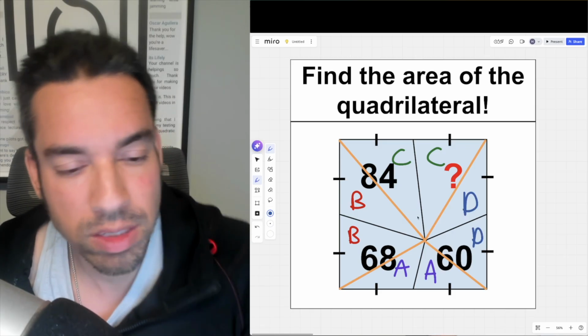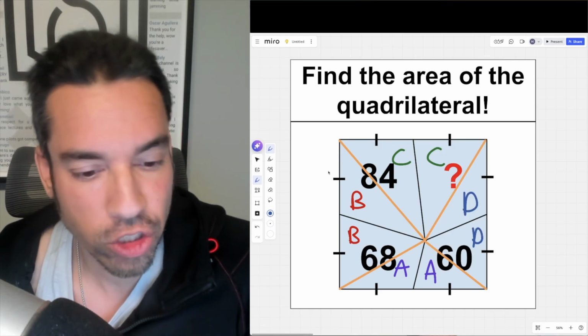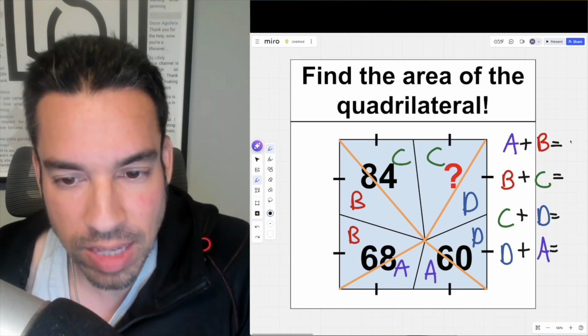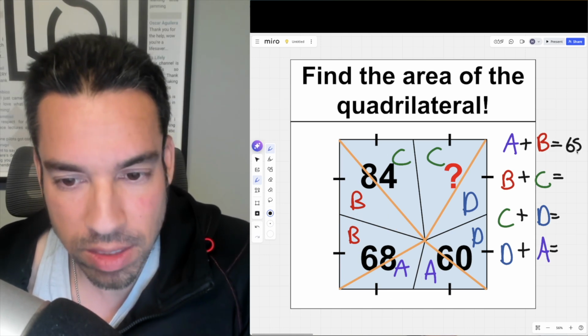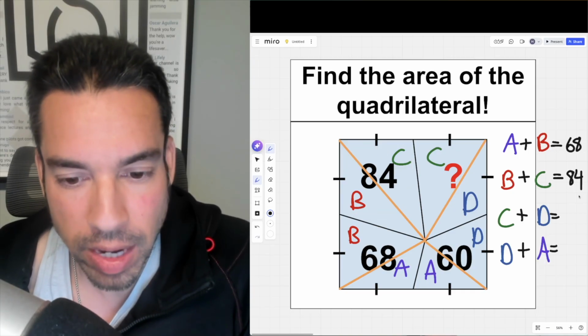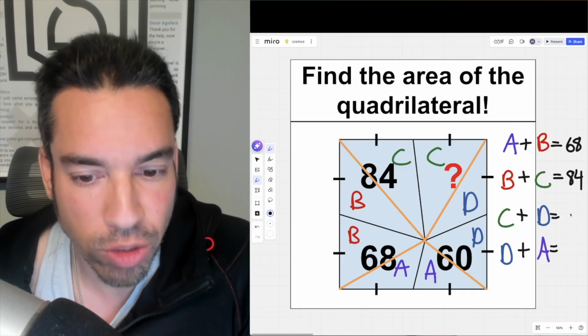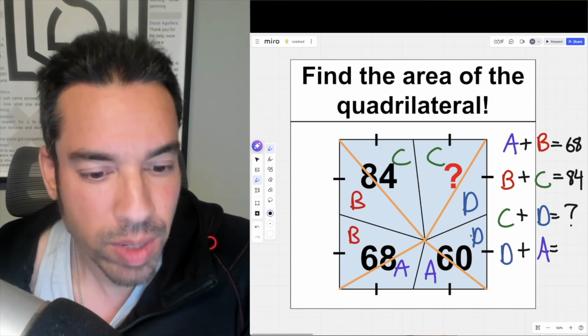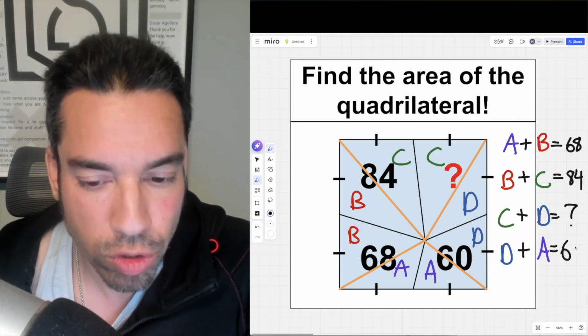And now with these different letters, I'm going to make some equations. So first of all, we've got A plus B. Well, I know what that is because that's the quadrilateral in the corner that is 68. B plus C is right here, and that's going to add up to 84. Then we've got C plus D. That's our question mark. This is what we want to solve for, C plus D. And then last but not least, we've got D plus A, which is equal to 60.